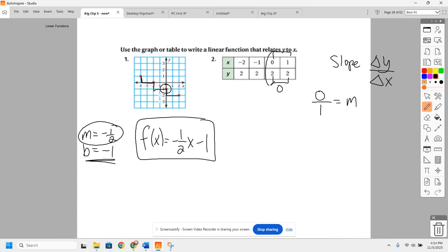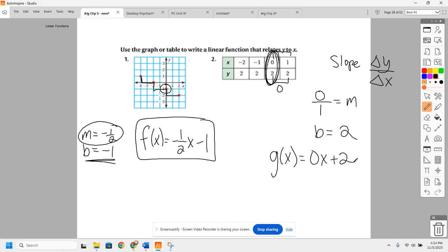And then I need my y-intercept, which is going to be whatever value when x equals 0. That's the y-intercept. So when x equals 0, it'll give me my y-intercept. So I know that my b in this case is 2. So then I can go right, g of x is equal to 0 slope plus 2.